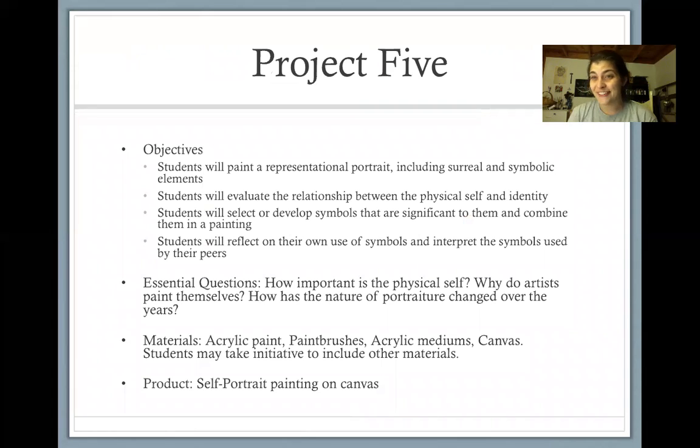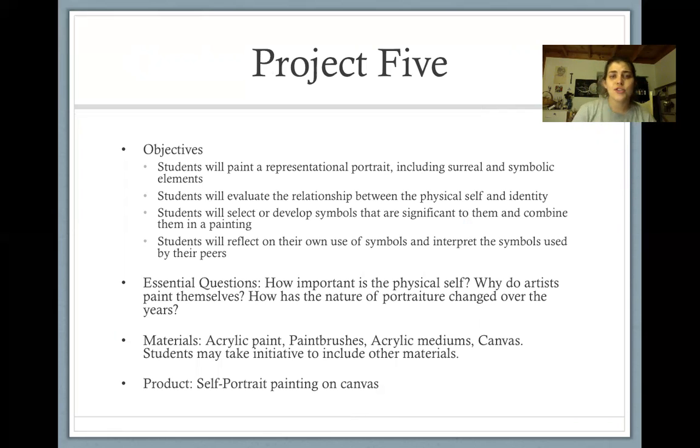In Project 5, our final project is going to be a symbolic self-portrait. And this is largely based off of Frida Kahlo. So students will paint a representational portrait, including surreal and symbolic elements. Students are encouraged to search for symbolism or to develop their own symbolism. You can just develop it off of what associations come naturally to you. What is symbolic based on your life experience?